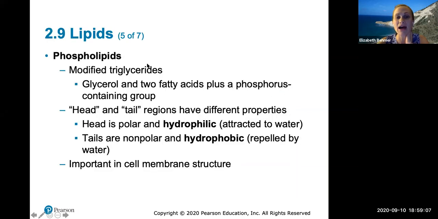Phospholipids are modified triglycerides. You might have heard of phospholipids in the cell membrane. Phospholipids have a head and a tail region. The head region is polar and loves water, so we call it hydrophilic. Philic prefix means love or attraction. The tails of phospholipids are nonpolar, and they're hydrophobic. Phobic, they're afraid of water. So they're important in cell membrane structure.